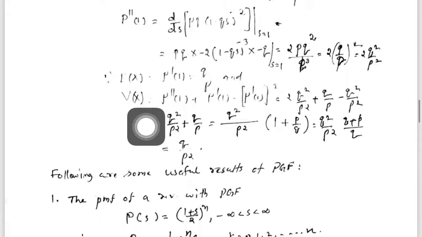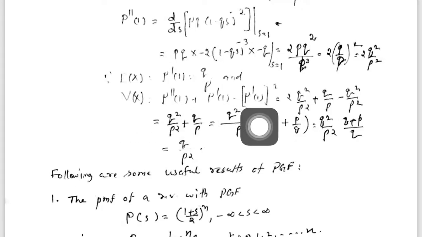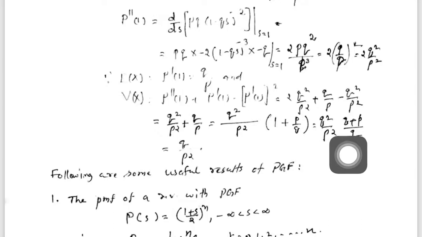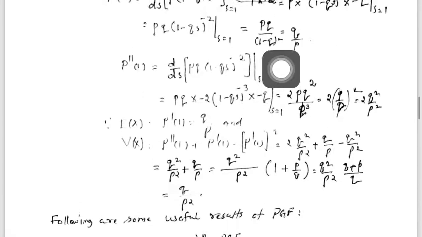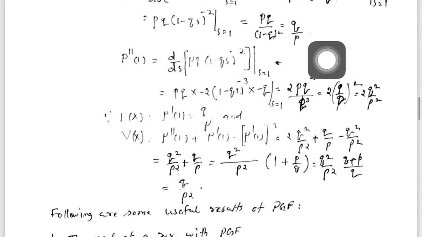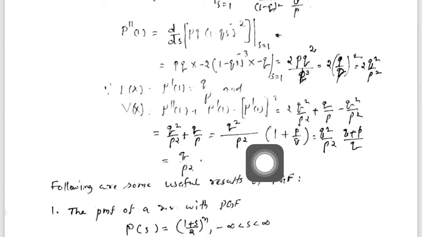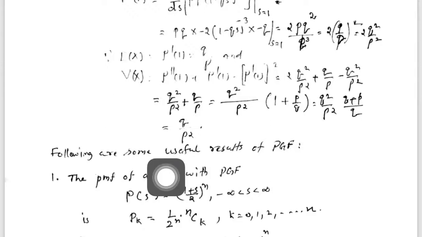So you use the formula for variance. Variance is equal to P''(1) plus P'(1) minus P'(1) the whole square. And on simplification, you will see that it is equal to q divided by p square, because q plus p is equal to 1 for geometric distribution, because p is the probability of success and q is the probability of failure for a Bernoulli trial. So variance is equal to q divided by p square, and mean is equal to q by p. Okay, this result also substantiates the earlier result you might have studied in geometric distribution.